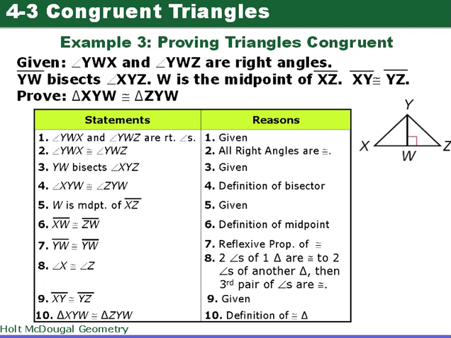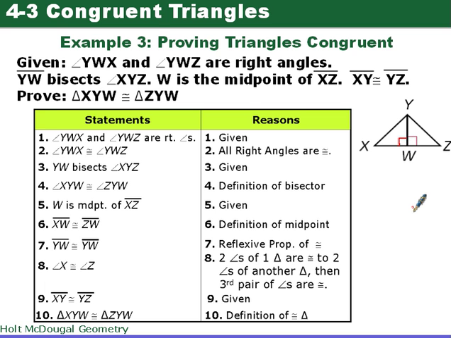Okay, here's a proof, proving triangles are congruent. We're given that angle YWX and YWZ are right angles, so we've marked them here. We know that's the right angle there also.